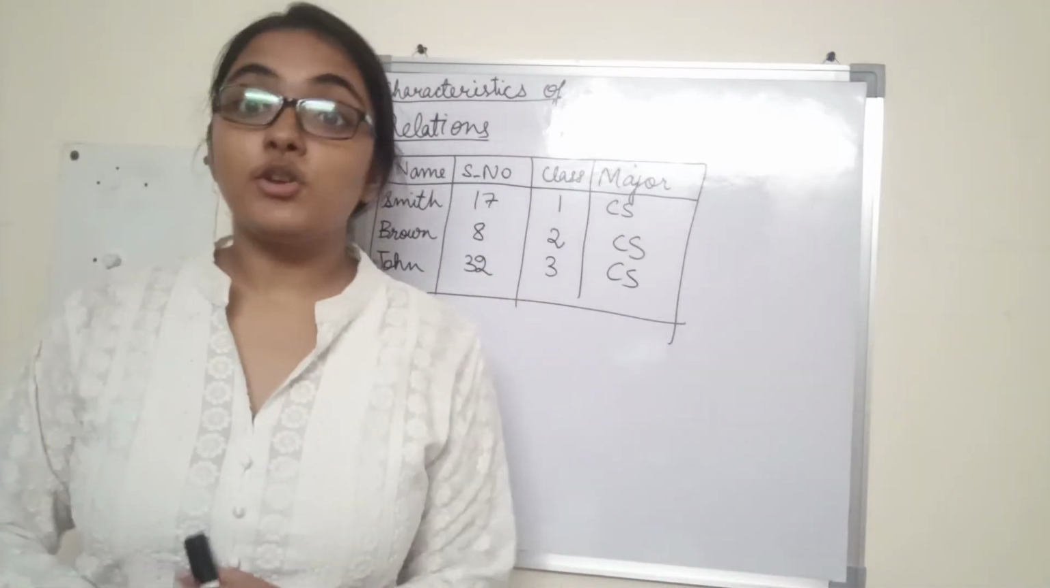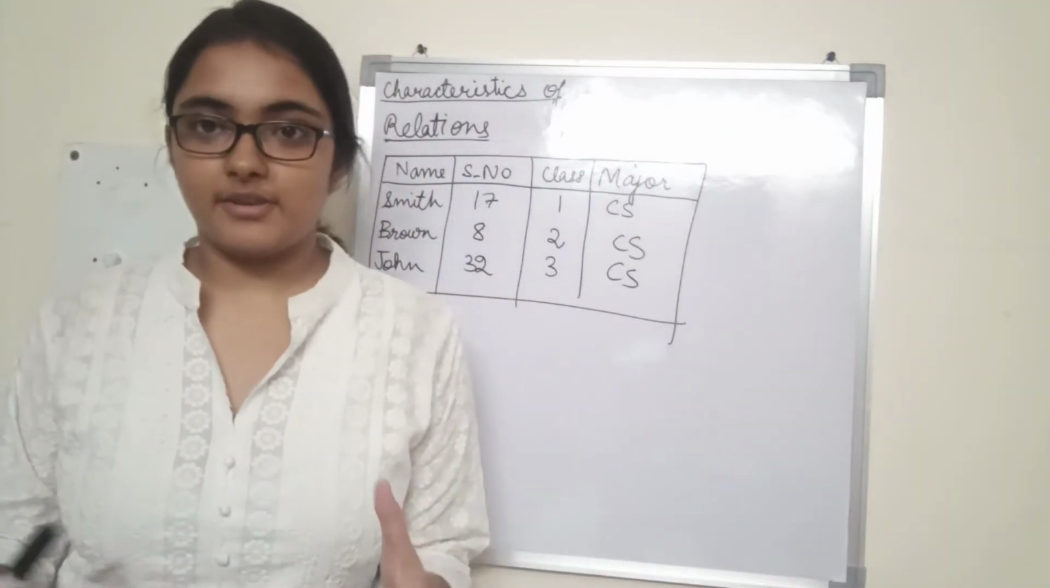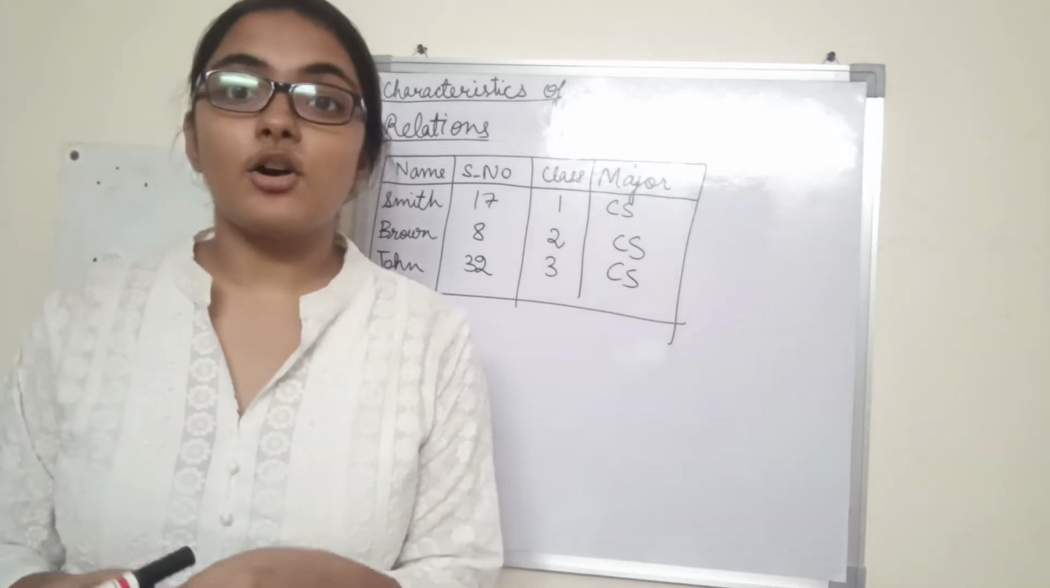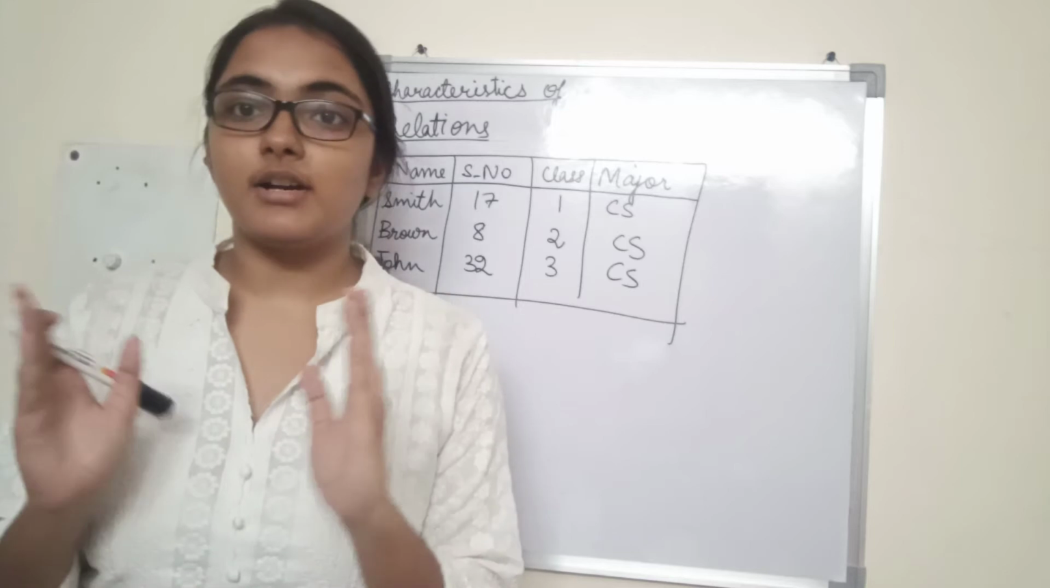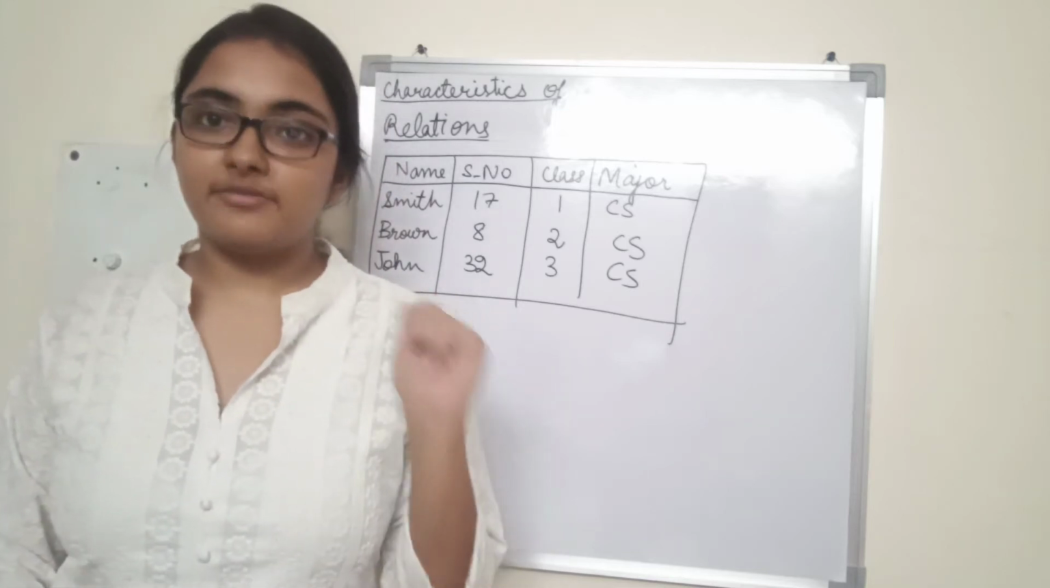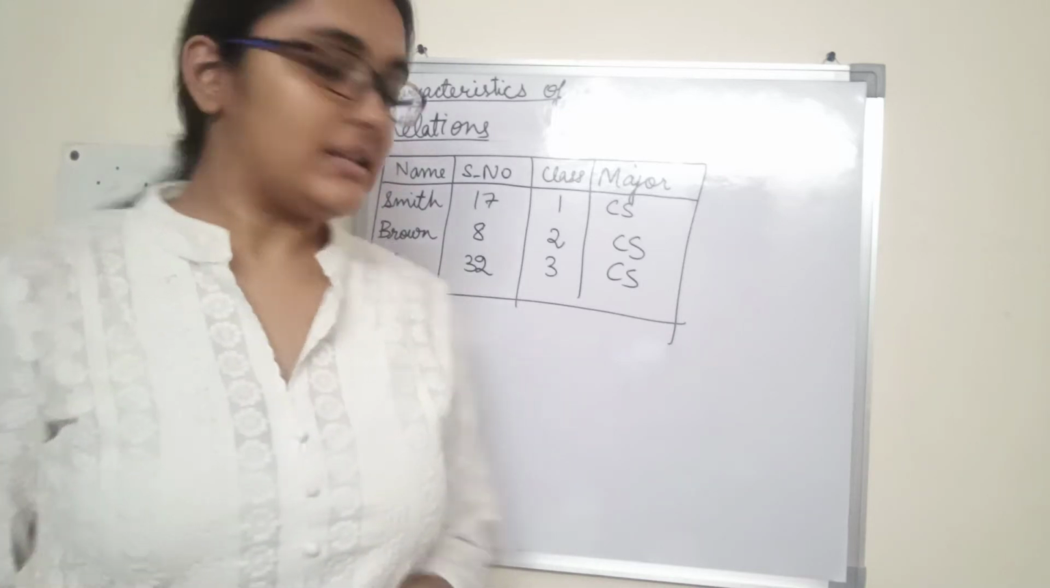So in this video we are going to be talking about characteristics of relation, or you can also think of it as the difference between a relation and a file or a table, right? So let us talk about the first point, ordering of tuples within a relation.